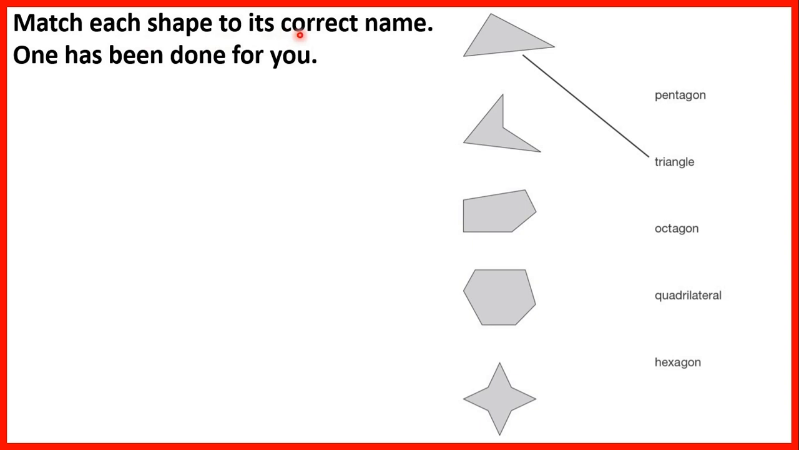Match each shape to its correct name. One has been done for you. So this shape here is a triangle because it has 3 sides.